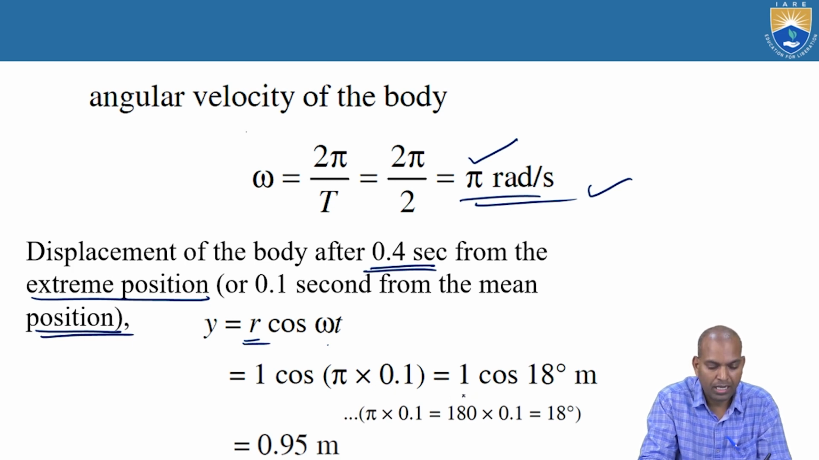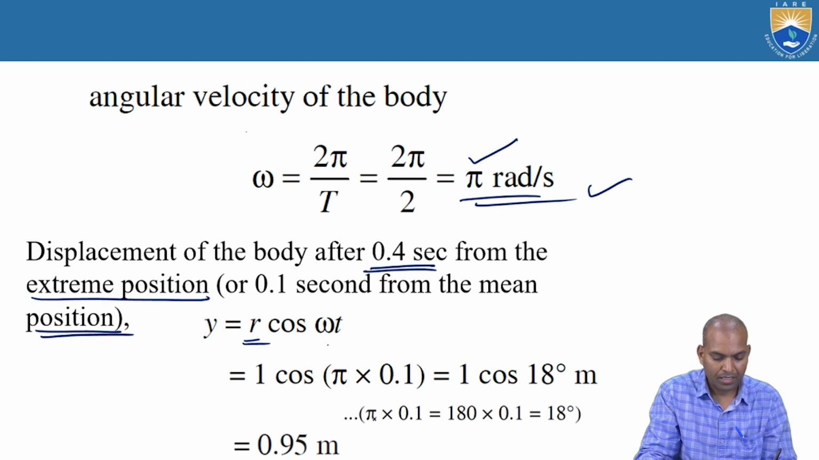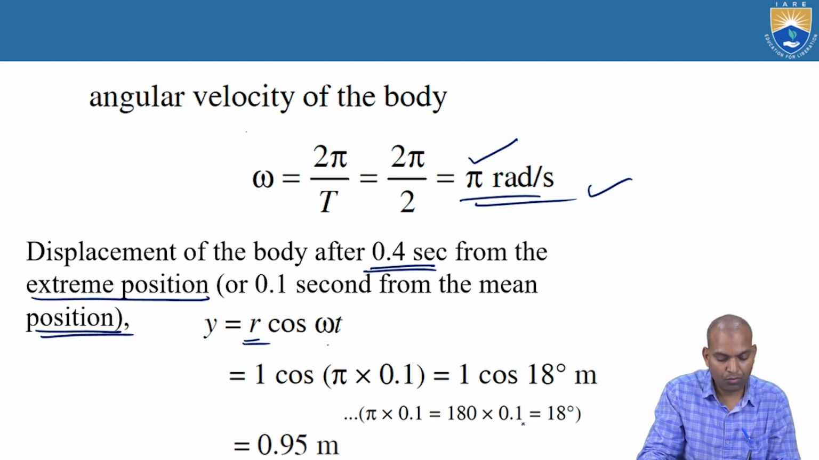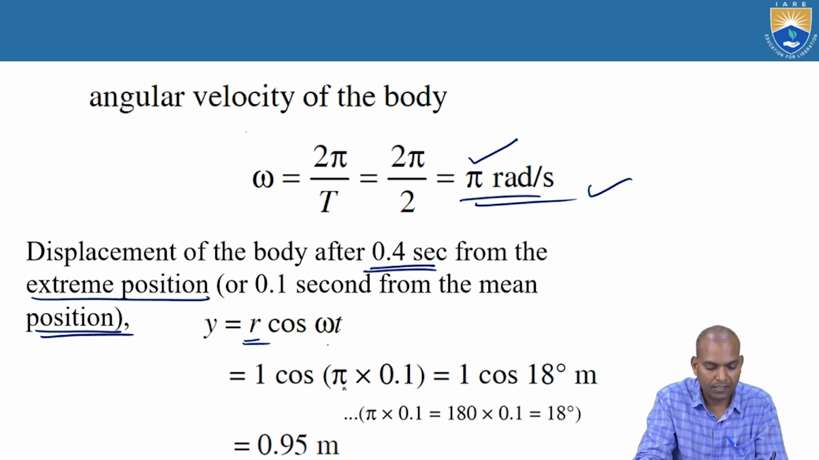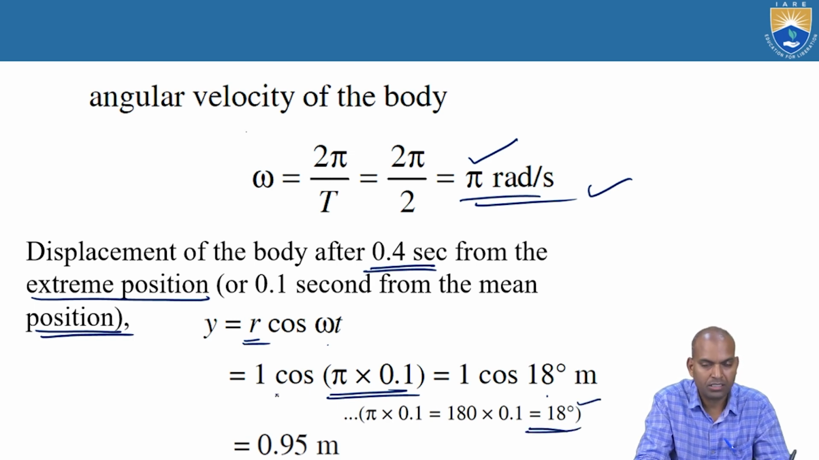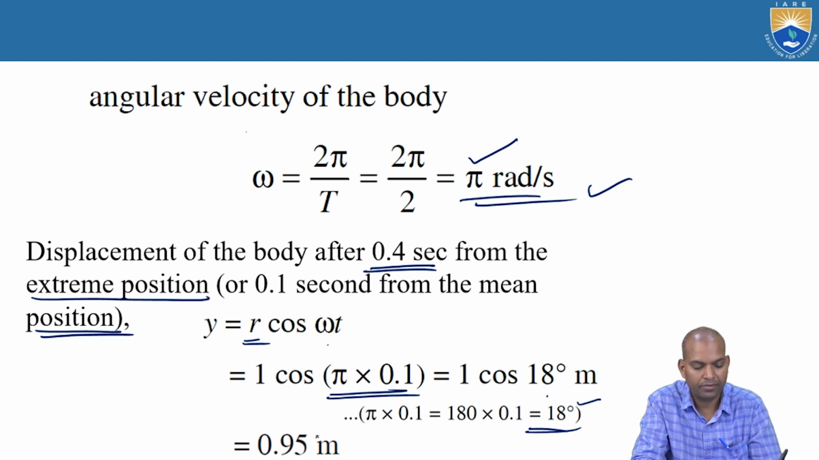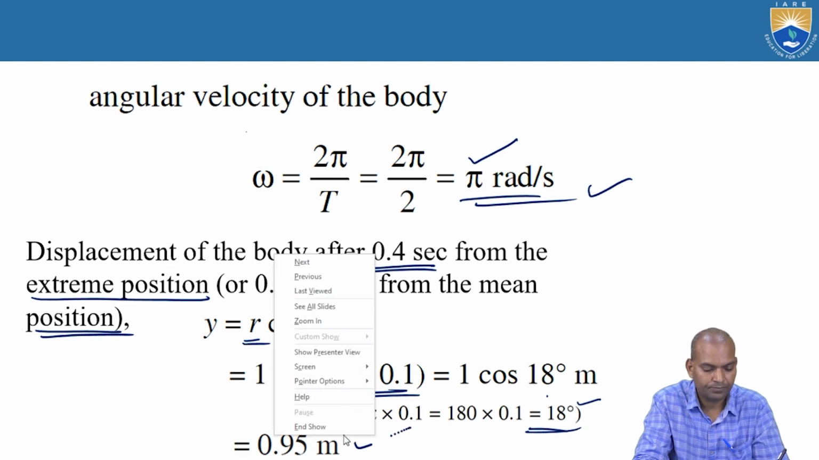Then it becomes 1 times cos of pi times 0.1. Pi times 0.1 is how much? 180 times 0.1, that is 18 degrees. Substituting and calculating the value of 1 times cos 18 degrees, that is 0.95 meters.